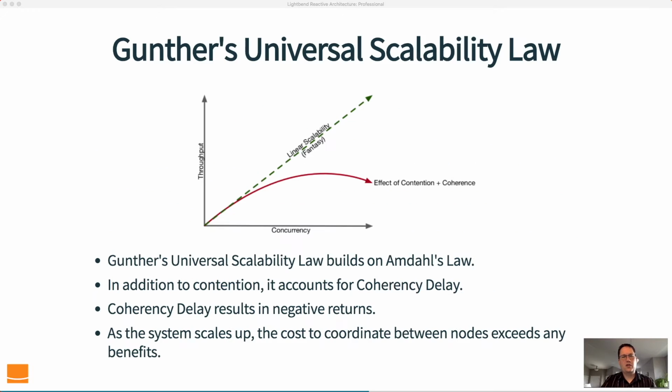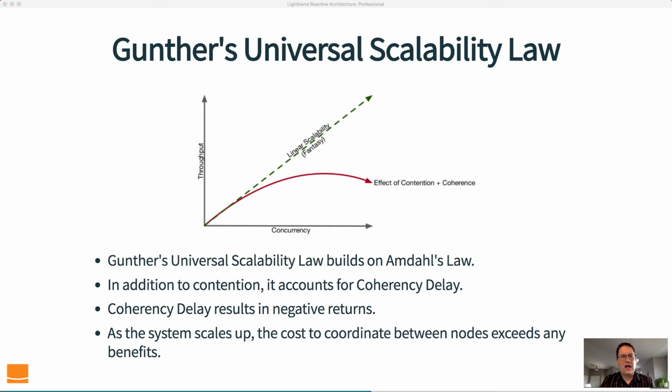And that brings us to Gunther's universal scalability law. Gunther's universal scalability law builds on top of Amdahl's law. Amdahl's law, remember, showed us the effect of contention on a distributed system. It showed us that we get diminishing returns. Now, Gunther's law takes into account the effect of contention, but it also accounts for coherency delay. And what Gunther's law found was that when we factor in coherency delay, not only do we get diminishing returns, we actually start to get negative returns.